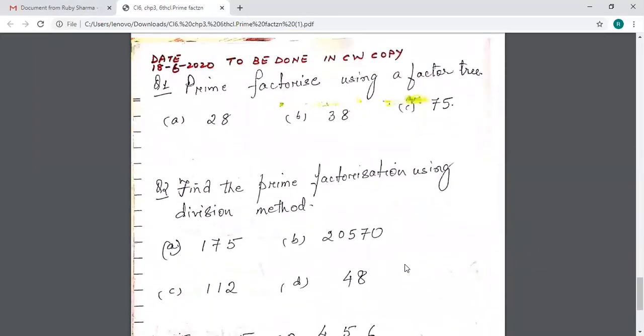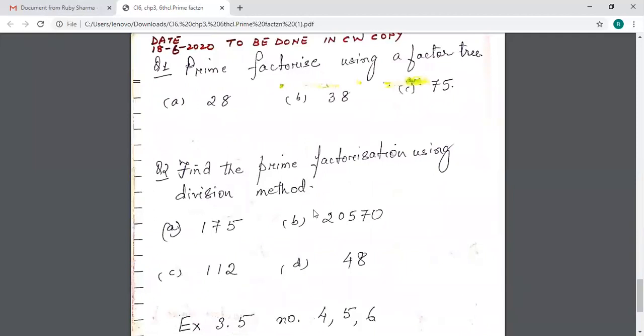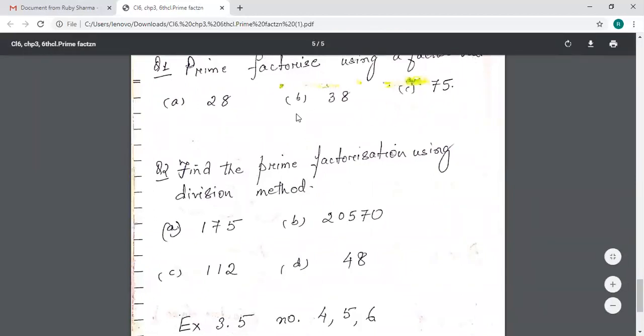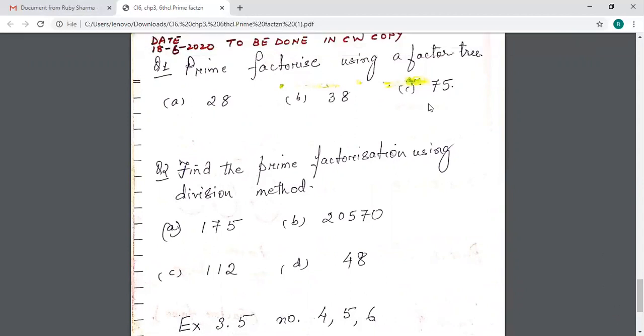Now these sums you'll do in your class copy. Prime factorize using a factor tree. So you'll write 28, then you branch out 2 branches from a number, okay? Here also 2, first will be 2 branches. Now 75 also, it's an odd number, so 2 cannot be the first prime factor. So check with 3. If 3 is a prime factor, then 3 into what will give you 75. So you check it that way, okay?